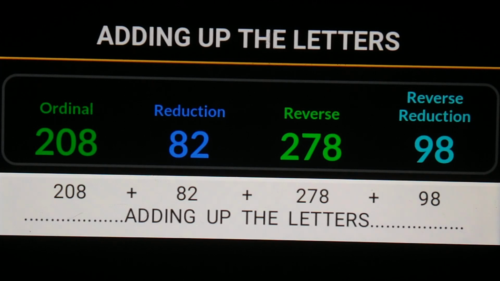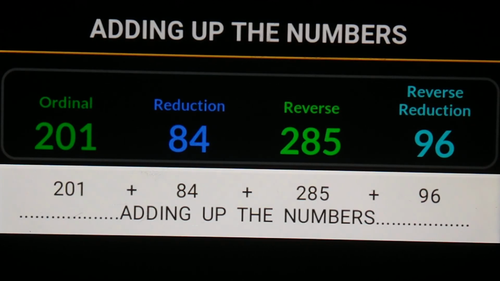With gematria, we're adding up the letters. And look at that example, those words, adding up the letters. In that example, we have one letter I and one letter R. In ordinal, adding up the letters equals 208. In reduction, that equals 82. In reverse, it equals 278. And in reverse reduction, it equals 98. So adding up the letters, 666.